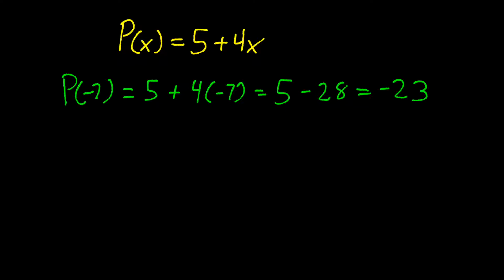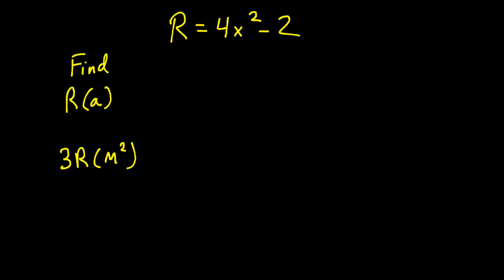But what if what they give us for the variable here isn't a number at all? Or what if they add some other sort of modifier to the function? Let's take a look. So here we have a new function. We're calling it function r. This function is 4x squared minus 2. And look what they're asking us to find here for this first one.